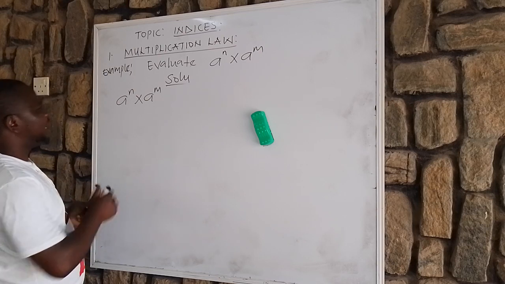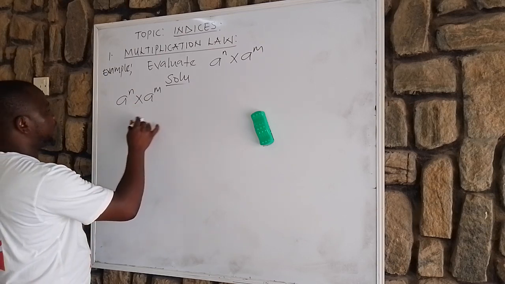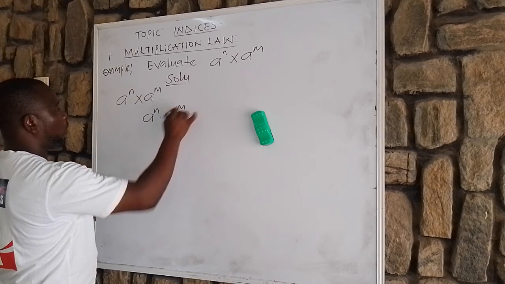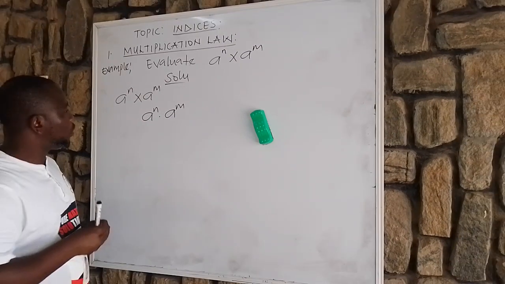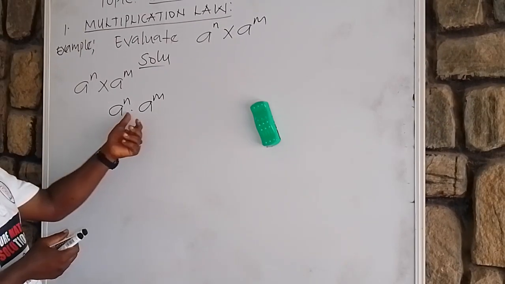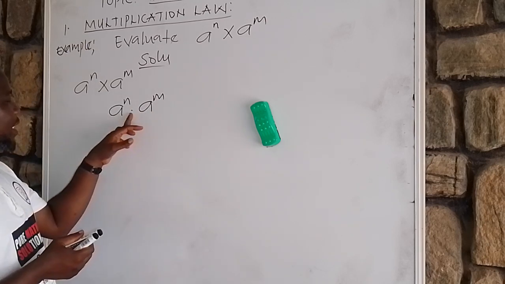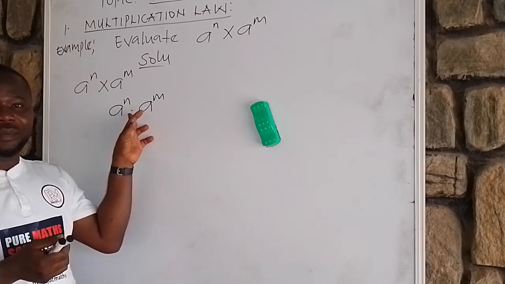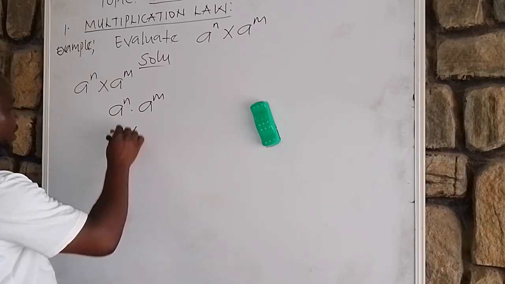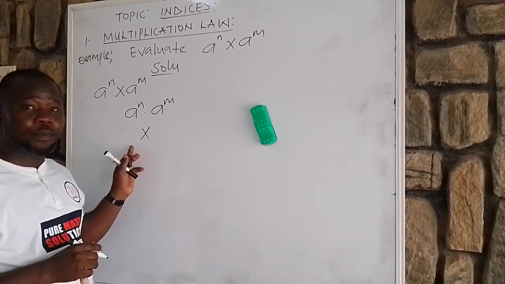But sometimes it might not be in this form. Sometimes you might see it this way. As you can see, you know very well that this is not a point. But in mathematics, this is a dot. A dot means times. Do you agree with me?